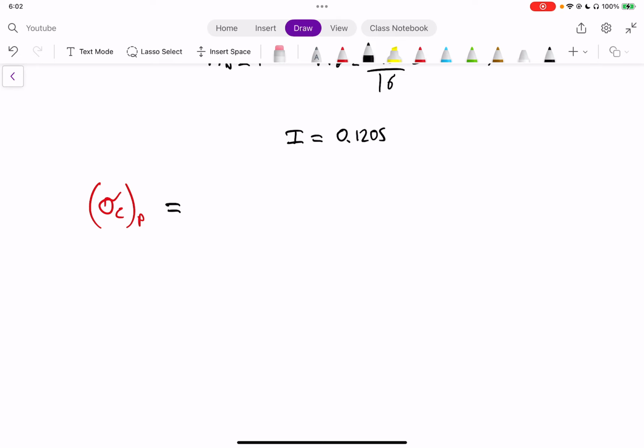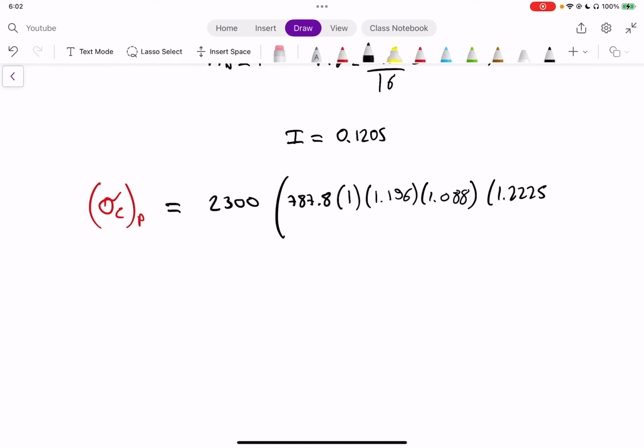So we have sigma CP is equal to 2,300 multiplied by 787.8, and these numbers are recalled from the last video, times 1 times 1.196 multiplied by 1.088 multiplied by 1.2225 divided by 2.667 multiplied by 2. And a note is you always use a pinion diameter here, regardless of whether you're using the pinion or the gear.